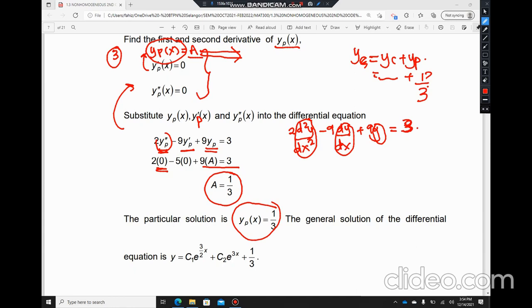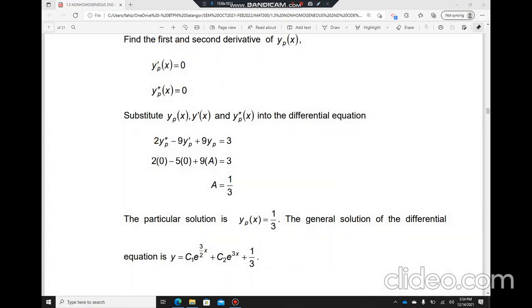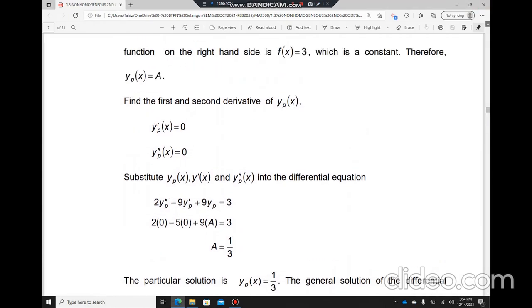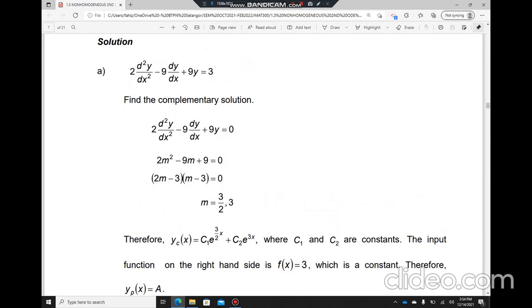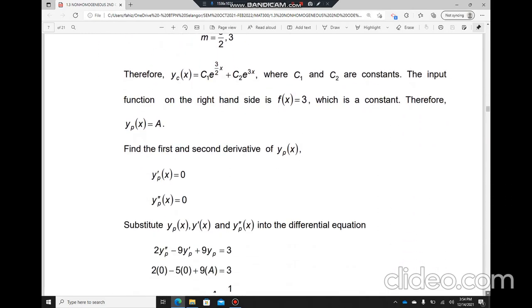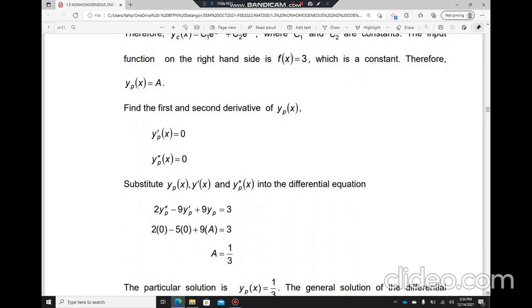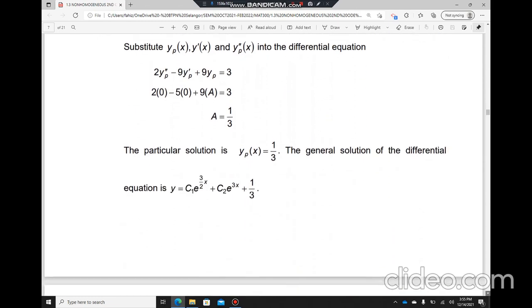So dari mana dapat yang ni? Yang ni dapat daripada YC, yang ni dapat daripada YP. So yang ni maknanya adalah last solution. Okay, because the general solution is YC plus YP. So YC ni awak dapat daripada sini lah, sebab kita dah cari tadi kan. This is your YC, and then you just add YP. So ikut step yang ni untuk cari YP.